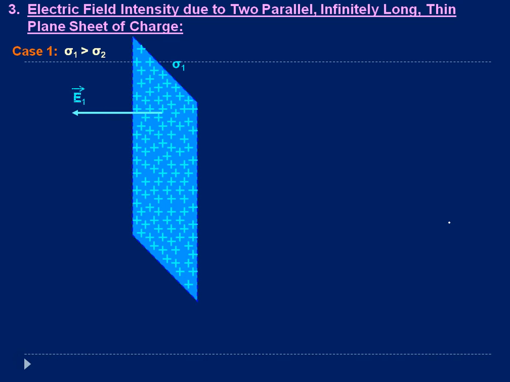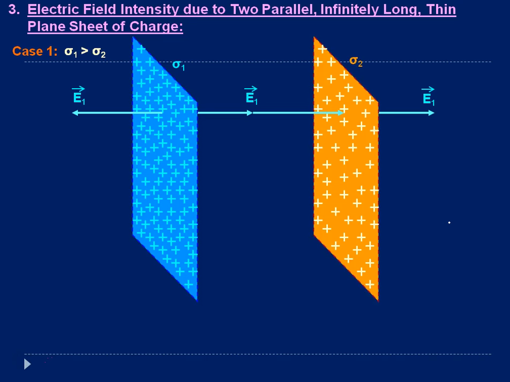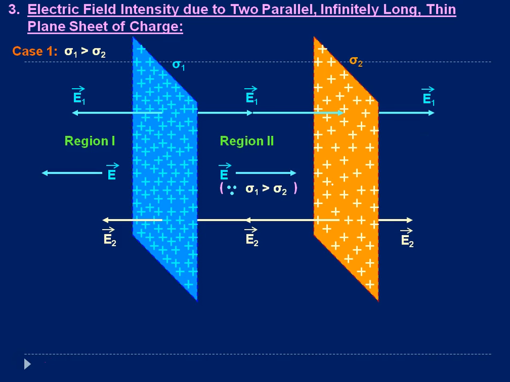If I want to observe the electric field due to this plate, all of you know it should be away from the positive charge. Similarly, taking this second sheet, sigma 2, the electric field is again away from it. Now all of you can say in region 1, E1 and E2 are both in the same direction. In between the plates, E1 and E2 are opposite. So this is the direction of the net electric field.